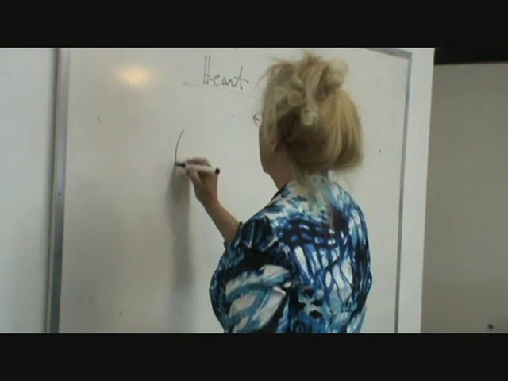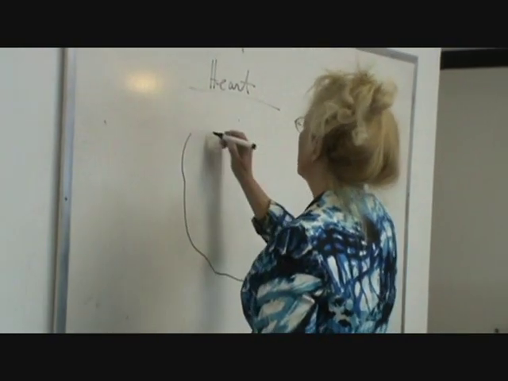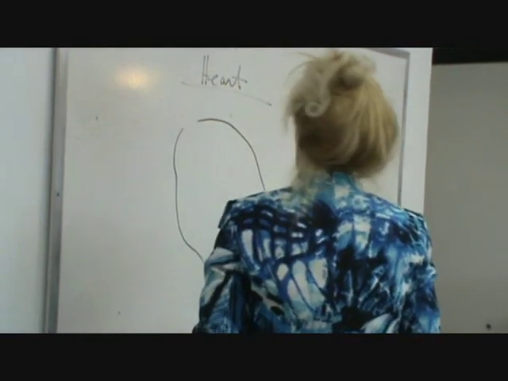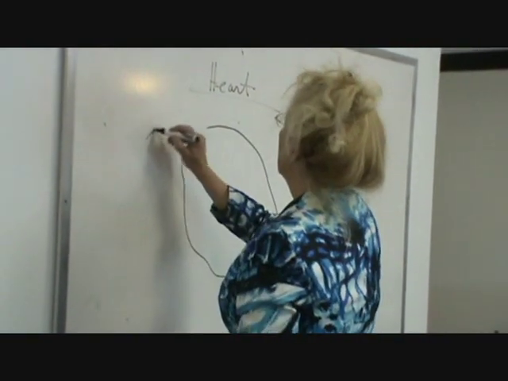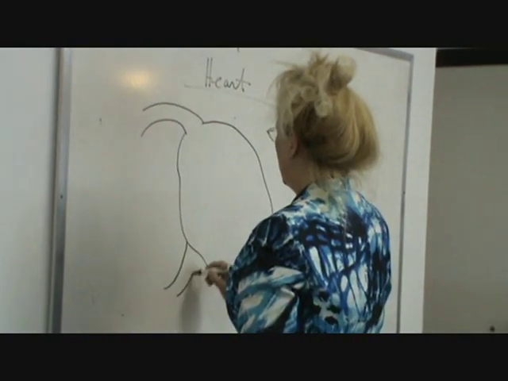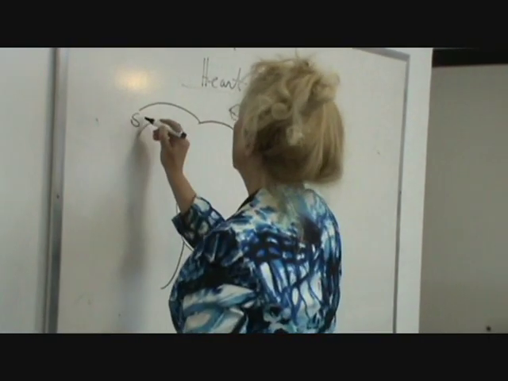Okay, so the human heart. The human heart is about the size of your fist, actually. Kind of shaped like a potato. Blood enters the heart through the superior and inferior vena cava.